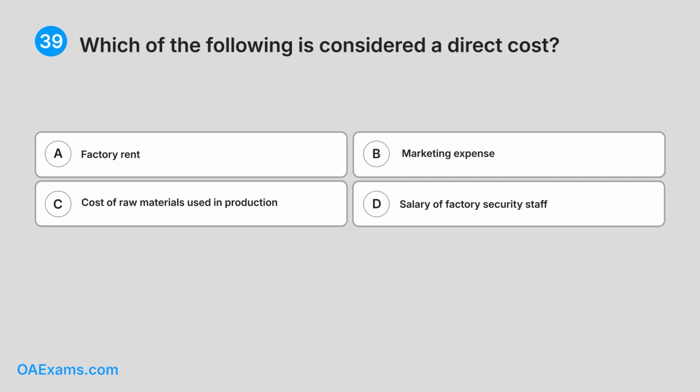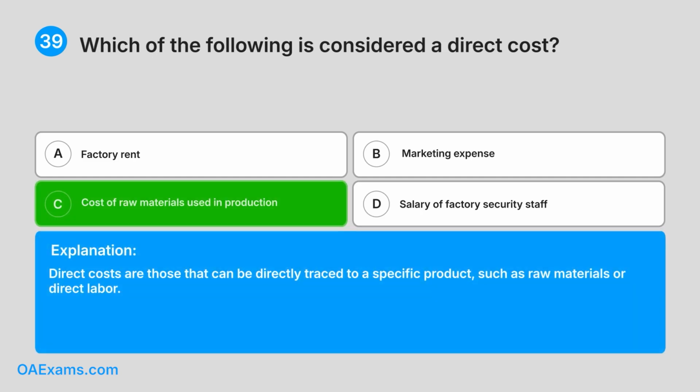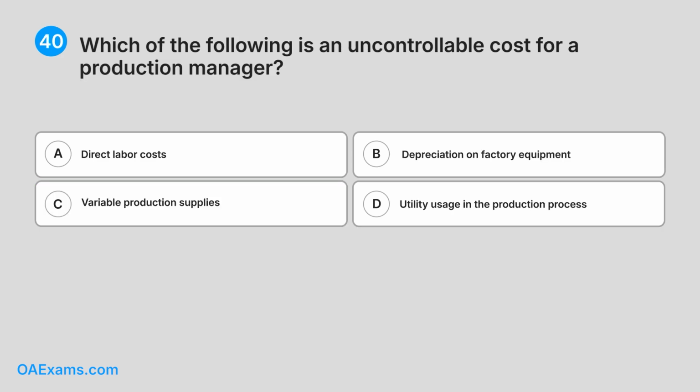Correct answer. C. Explanation. Direct costs are those that can be directly traced to a specific product, such as raw materials or direct labor.